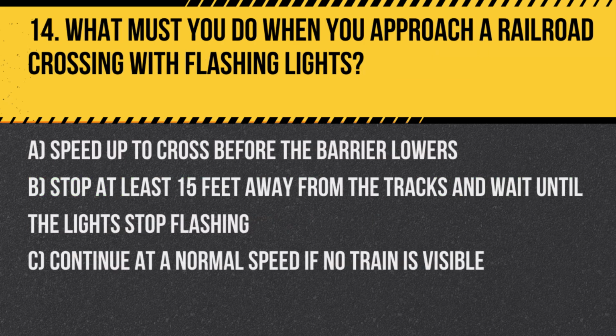Question 14. What must you do when you approach a railroad crossing with flashing lights? A. Speed up to cross before the barrier lowers. B. Stop at least 15 feet away from the tracks and wait until the lights stop flashing. C. Continue at a normal speed if no train is visible. Answer: B. Stop at least 15 feet away from the tracks and wait until the lights stop flashing. It's important to stop and only proceed once it is safe and legal to do so.